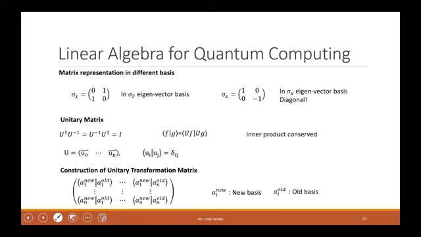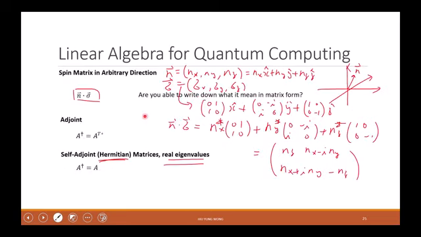Was it transfer? Oh, yeah. I think it was U dagger equals U inverse. Exactly. I think I did something wrong here. This is wrong. It should be U dagger equals U inverse. Okay? Yeah. So I always contrast to this.